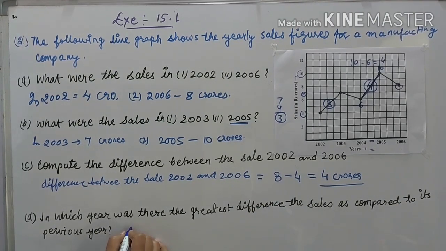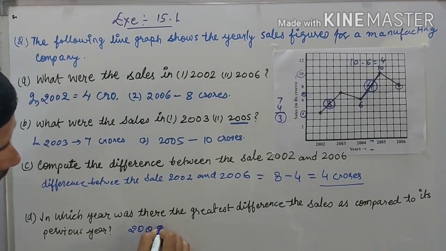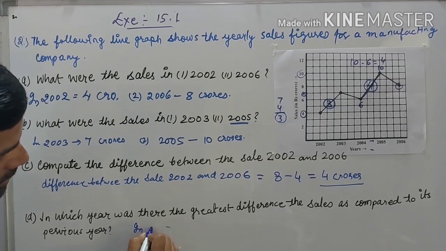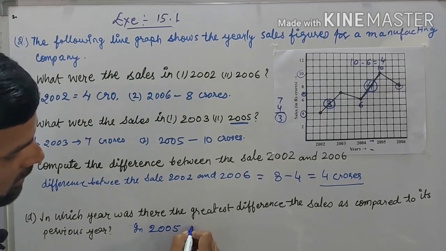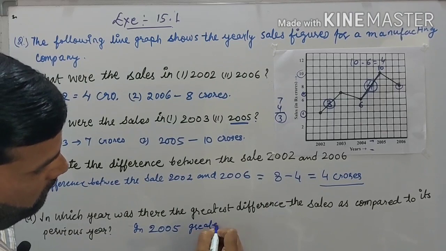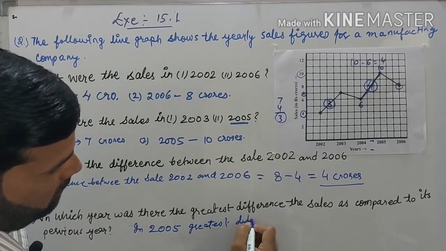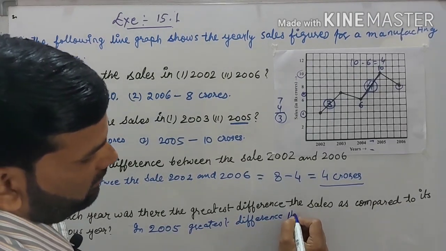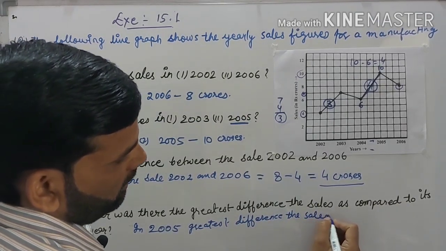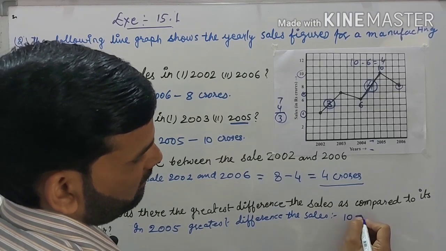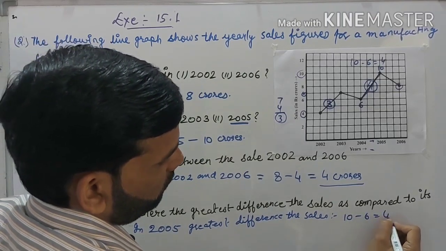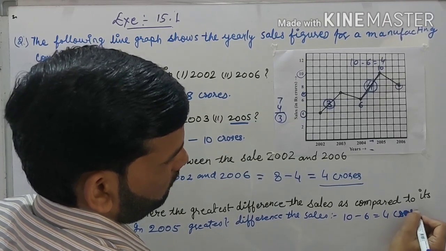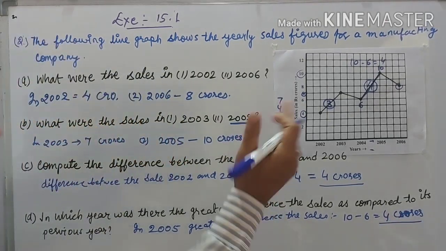So 2005 is the greatest difference in the sale. And how much? 10 minus 6 is equal to 4 crores. 4 crores shall be the increase.